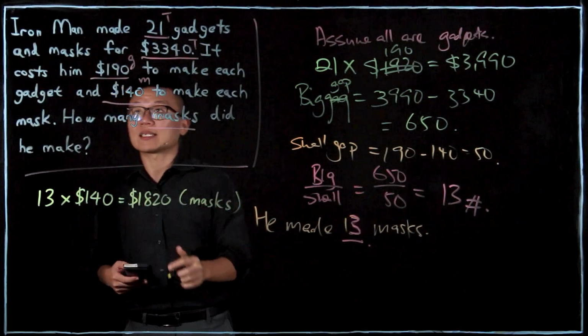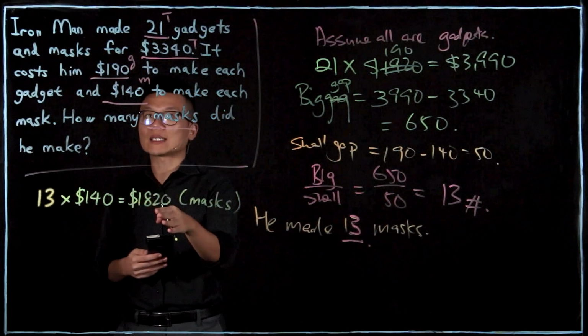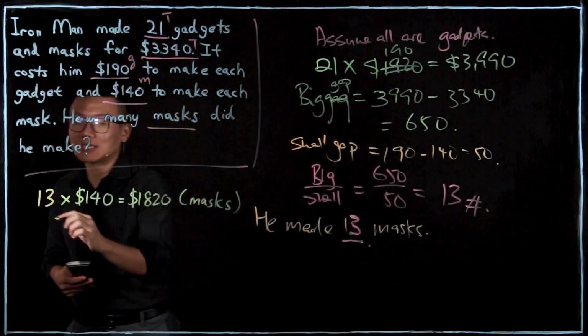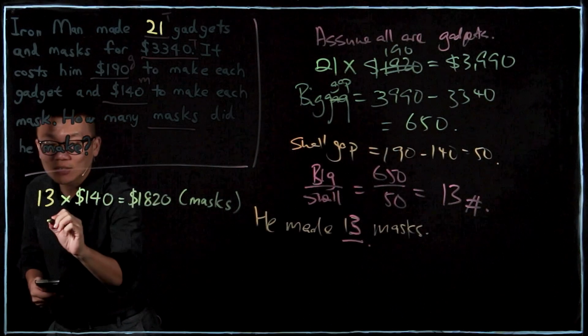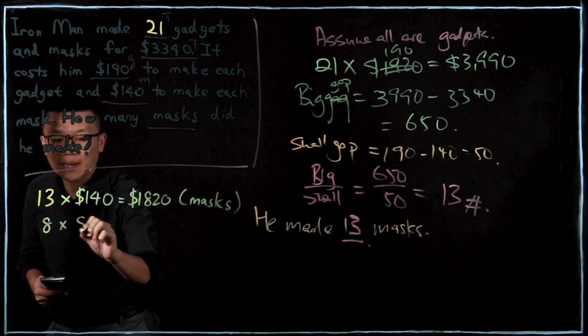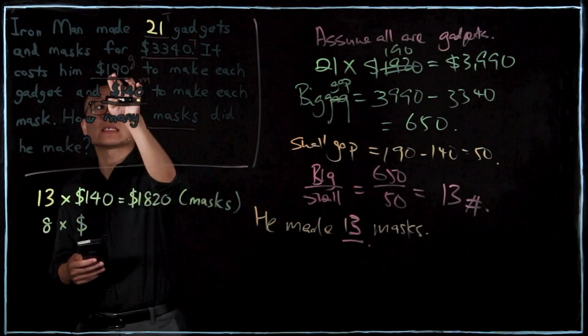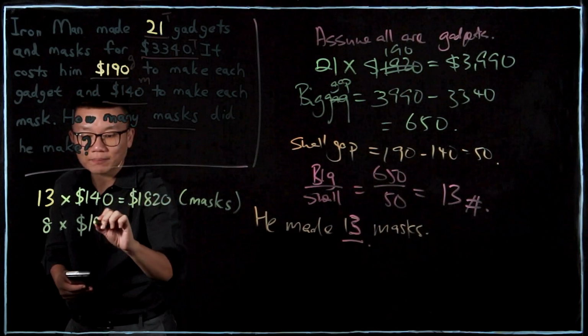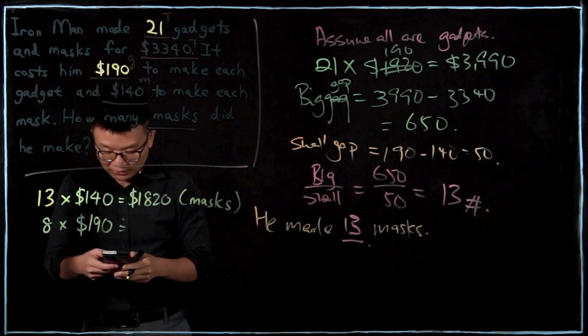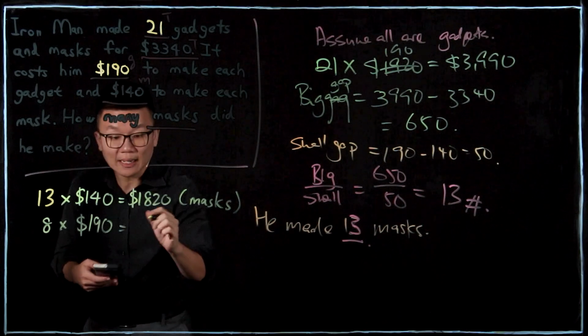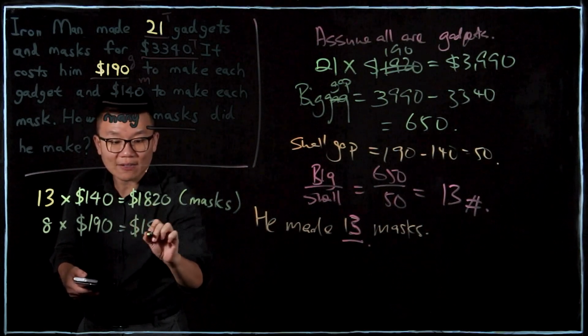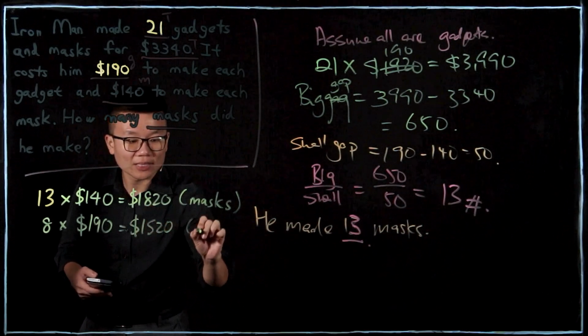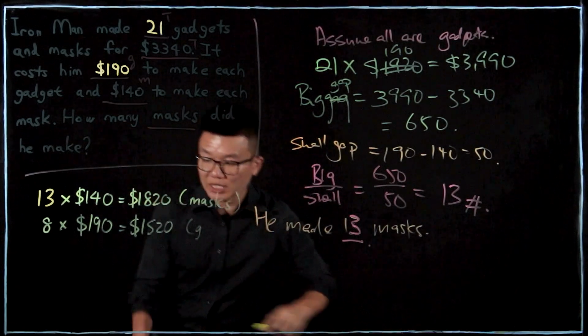Okay. Next, since I have 13 masks, I will have 8 gadgets because 21 minus 13 is 8. So I'll take 8 multiplied by the price of a gadget is $190. 8 times 190 is 1,520. So this is for the gadgets.